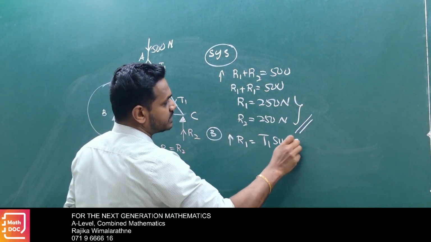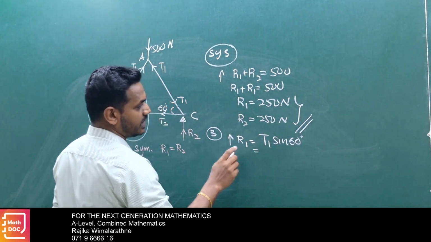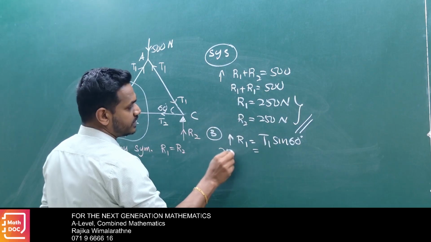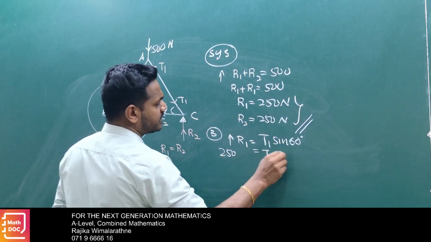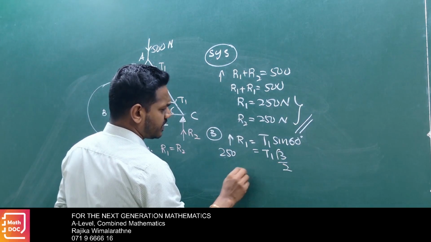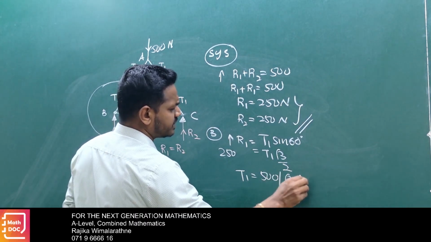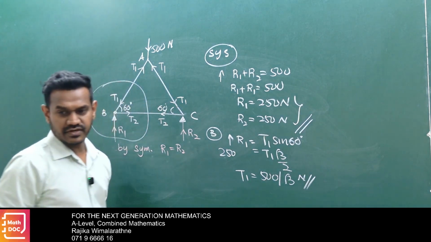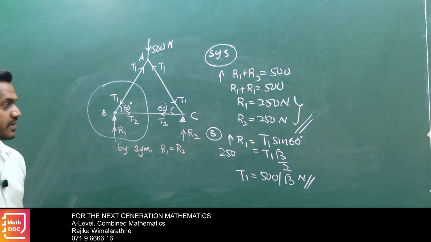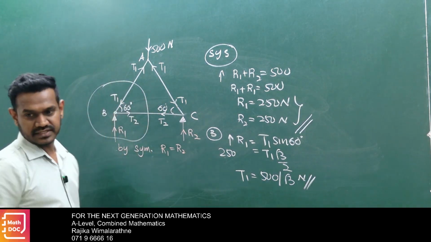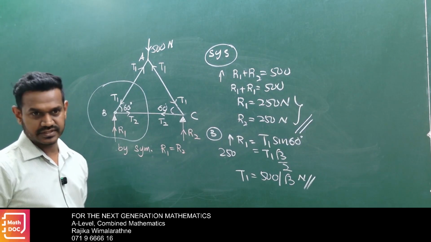T1 sin 60. Then vertical upward forces equal vertical downward force. 250 equals T1 sin 60, root 3 over 2. Then T1 equals 500 over root 3 newtons. Likewise, we can consider the equilibrium condition, then we can find all the forces.